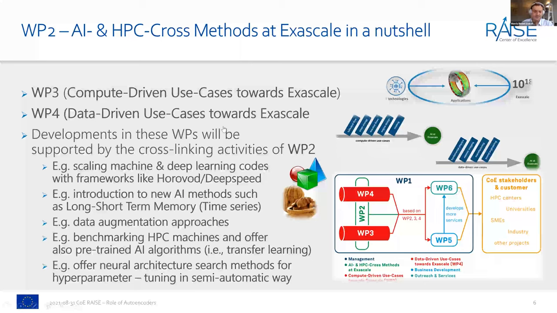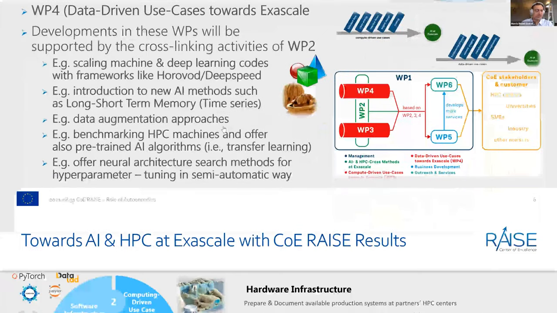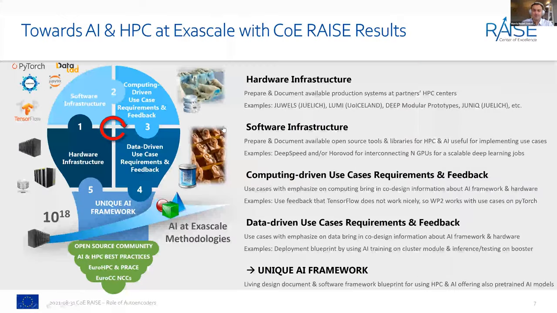And, you know, basically one of the largest challenges, let's say, where HPC can make a difference for Exascale is really the architecture search methods, which is, let's say, AutoML techniques or semi-automatic ways of finding the best hyperparameters for your AI models, which is, of course, if you want, the most challenging aspect in most of the AI applications.